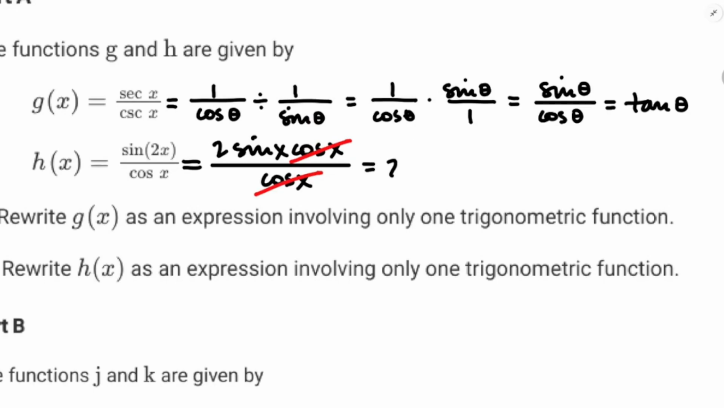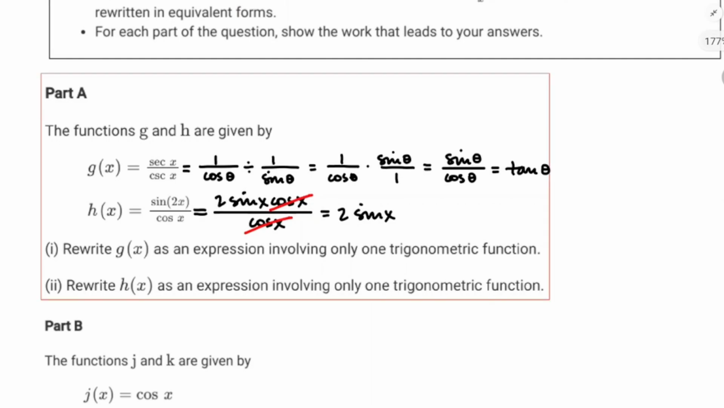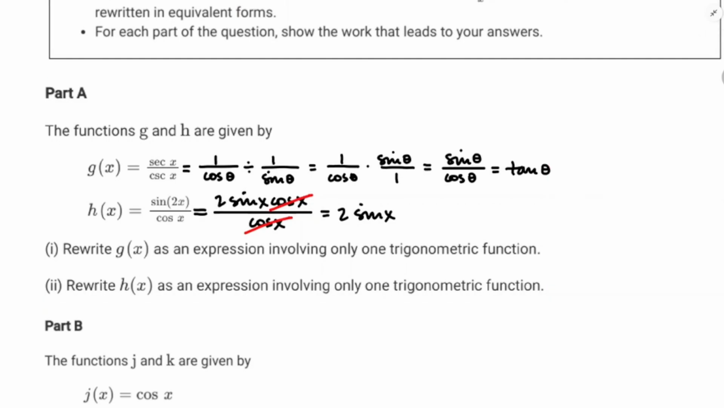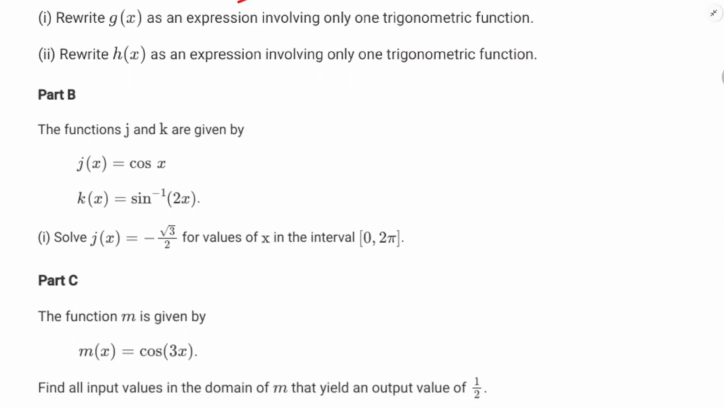So this is equal to 2 sine x, but not for every x. That would be only where cosine x isn't 0. But it wasn't going to be defined where cosine was 0 anyway, so it's not like I've lost any part of my domain. And that's an expression involving only one trig function.